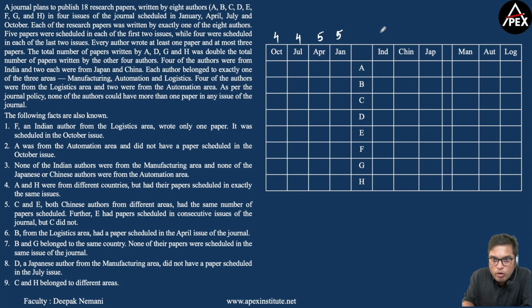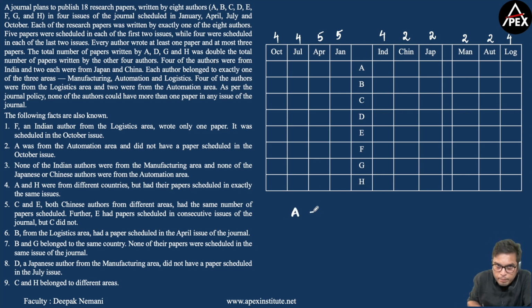And also, 4 of these 8 authors are from India, 2 are from China, 2 are from Japan. Now 4 are from the logistics area, 2 are from automation and 2 are from manufacturing. And it is also mentioned that the total number of papers written by A, D, G and H must double the total number of papers written by the other 4 authors.